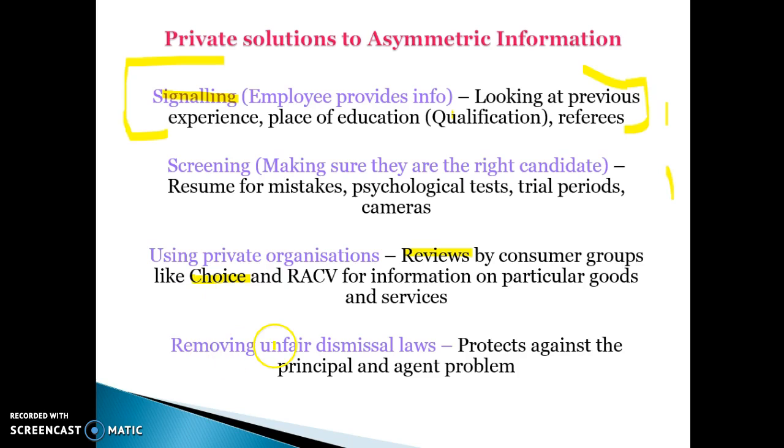Another example of what the private market can do is removing unfair dismissal laws. I should have actually put this in the government section, but if we remove unfair dismissal laws, it's a way to reduce asymmetric information because it's easy for workers to get sacked. Therefore, the government is making it less likely that people will act with moral hazard, or not do their job as well as they should, because they know they can easily get sacked. So that is a form of government intervention, but it is a way to reduce asymmetric information.